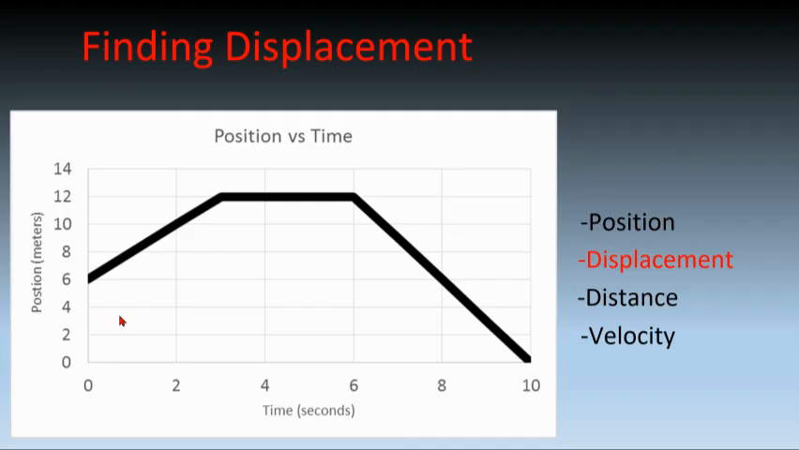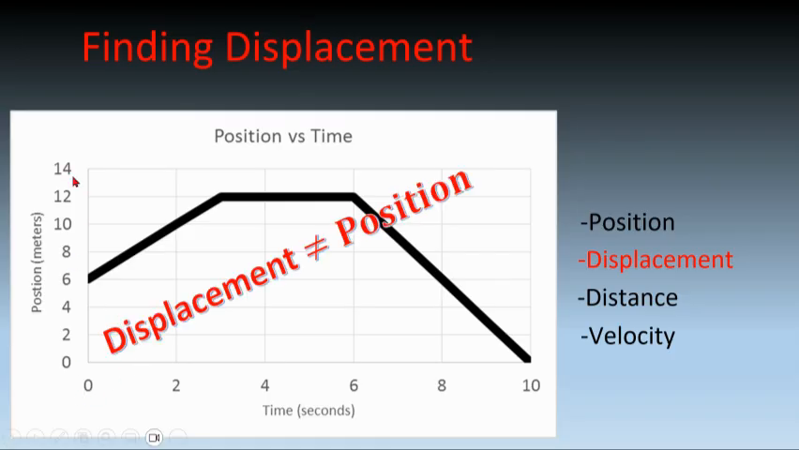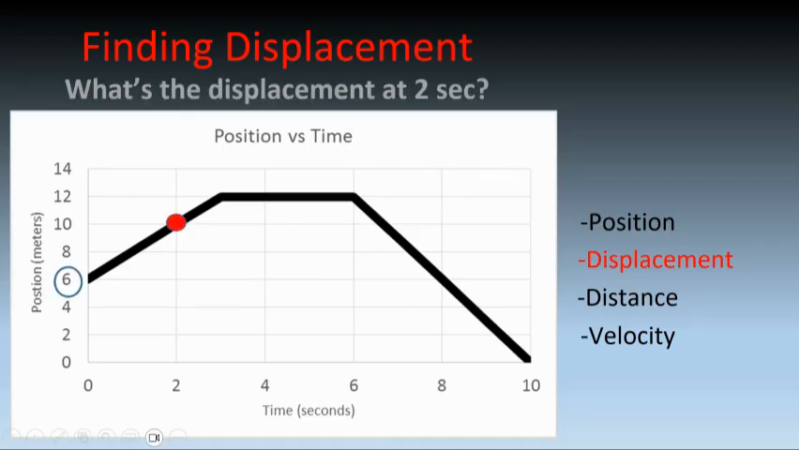Now, how do you find displacement from a position versus time graph? The numbers on the vertical axis tell you position. They don't necessarily tell you displacement. Displacement is how far you are away from where you started, and it's found by looking at your final position minus your initial position. So if I ask you, what is the displacement at 2 seconds? You would first find your position at 2 seconds, which is 10 meters. But then you would subtract the starting position. Final minus initial, 10 minus 6. So your displacement there is 4. A positive 4, meaning this thing has moved 4 meters forward from where it started.